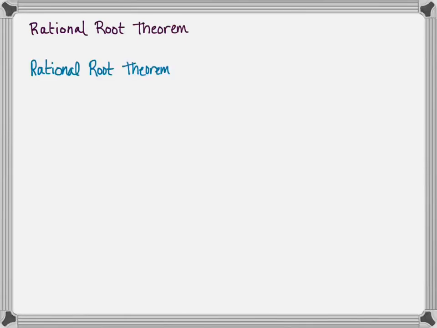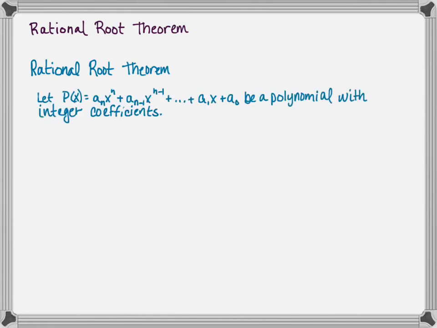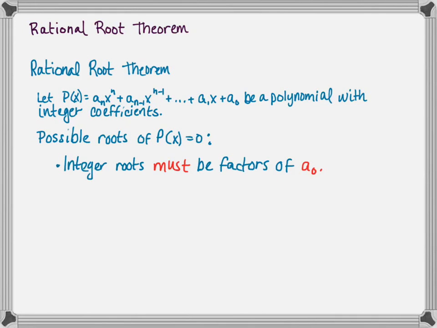The rational root theorem says, let's have a polynomial function p of x, where p of x equals a sub n times x to the n, plus a sub n minus 1 times x to the n minus 1, plus and so on, down to a sub 1 times x, plus a sub 0. Let that be a polynomial function with integer coefficients.